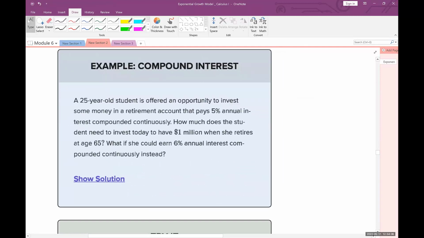Okay, a 25-year-old student is offered an opportunity to invest some money in a retirement account that pays 5% annual interest compounded continuously. How much does the student need to invest today to have $1 million when she retires at age 65? What if she can earn 6% at the same interest compounded continuously? So the goal is the amount at the very end. We want to know what the now amount is, the current investment amount.